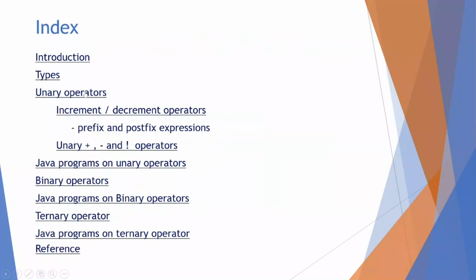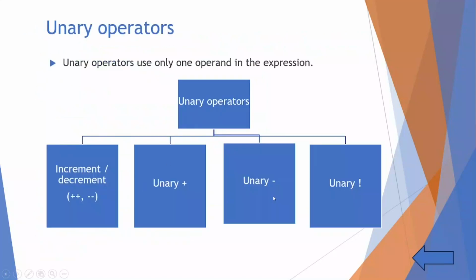Now, unary operators are again divided into four types. First one is increment or decrement operator, the sign is plus plus or minus minus. Then unary plus means this plus operator uses only one operand, unlike binary. We are not using a + b, but we use only one operand with plus. Similarly, unary minus means minus followed by one operand only, not preceded by anything else. Unary not, the exclamation sign.